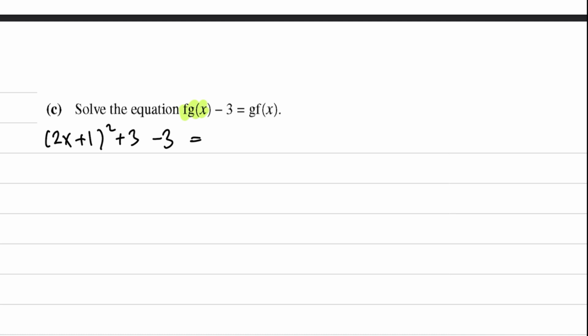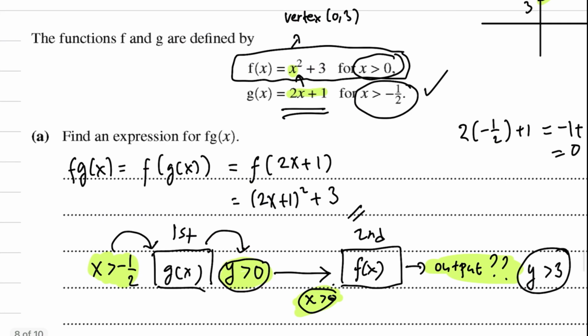What is g(x)? You substitute f(x) into g(x). And what is f(x)? f(x) is just x squared plus 3.